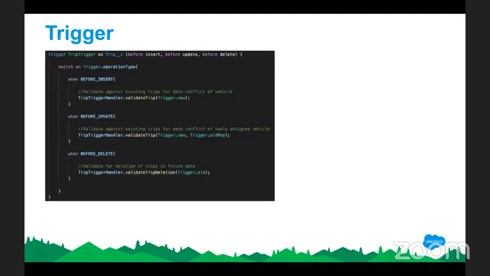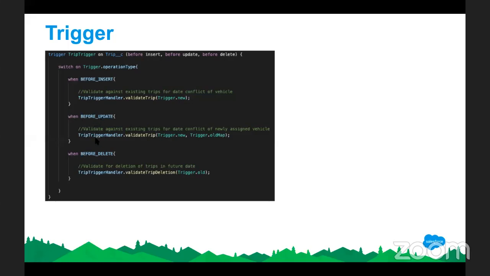And this is a trigger structure I have developed for the scenarios I explained. If you see, this is a very skeleton, no business logic here. I have three events here. I spoke about that operation type context variable. If Trigger.operationType is before insert, do TriggerHandler.validateTrip. Here TriggerHandler is the handler class for the trigger and validateTrip is the method. Trigger.new is the parameter. This is a list. Trigger.new is a list of trips.